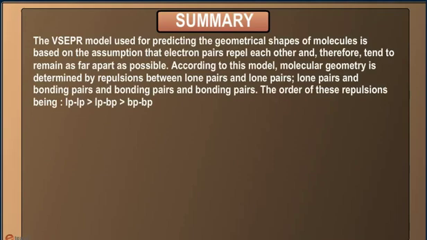The VSEPR theory used for predicting the geometrical shapes of molecules is based on the assumption that electron pairs repel each other and therefore tend to remain as far apart as possible. According to this model, molecular geometry is determined by repulsions between lone pairs and lone pairs, lone pairs and bonding pairs, and bonding pairs and bonding pairs. The order of these repulsions being lone pair-lone pair greater than lone pair-bond pair greater than bond pair-bond pair.